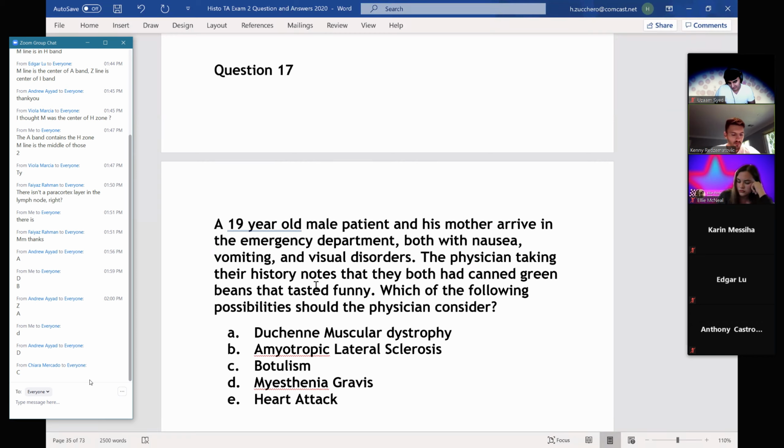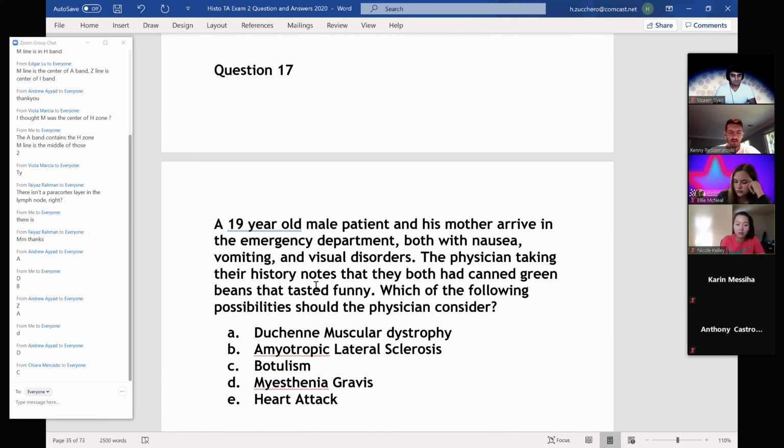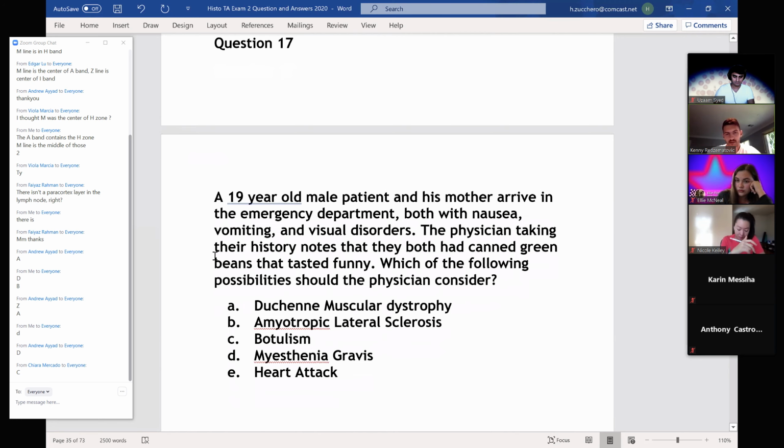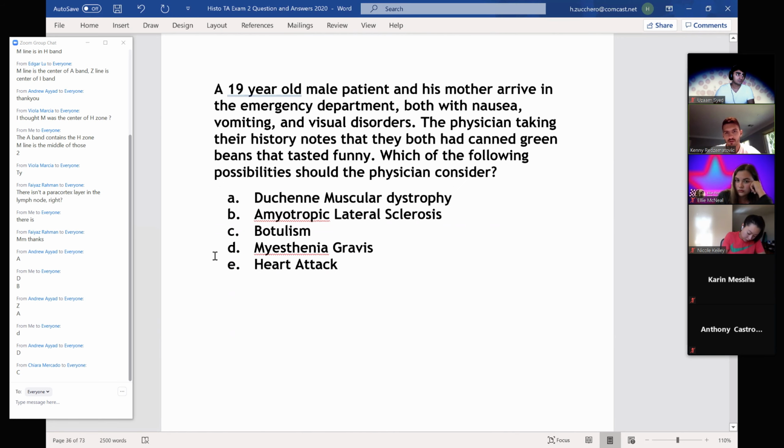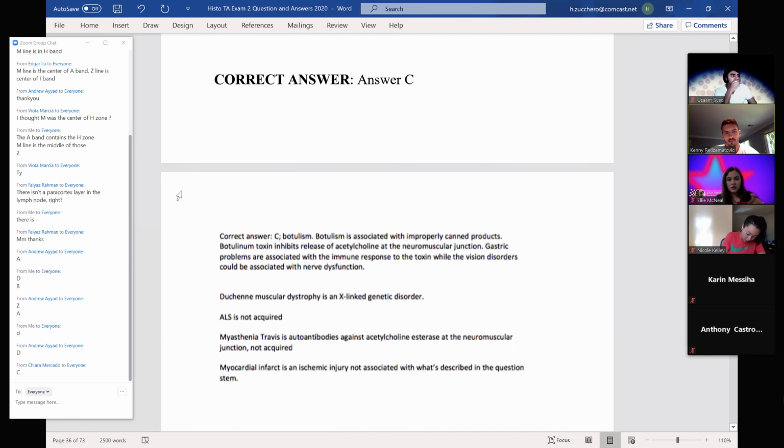What do you think for this one? C. Botulism. Yeah, botulism. This is just for future reference: anything in these questions that has to do with canned foods is almost always going to be botulism, like 99% botulism.